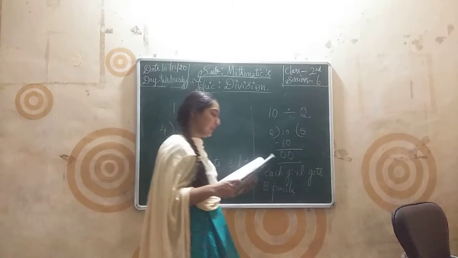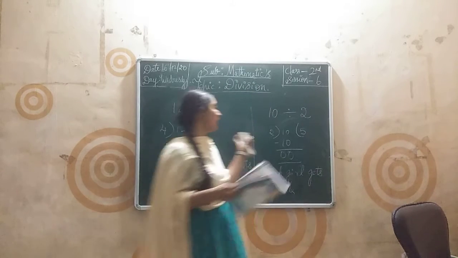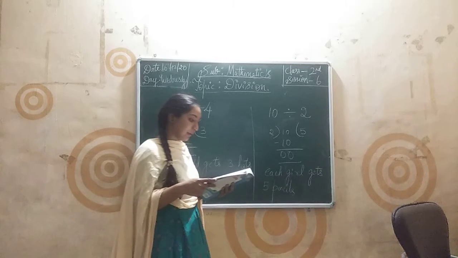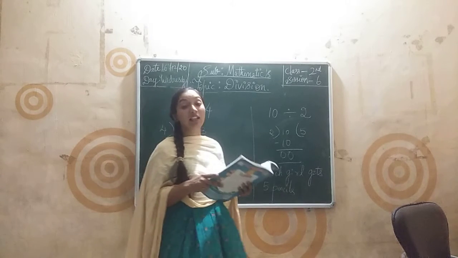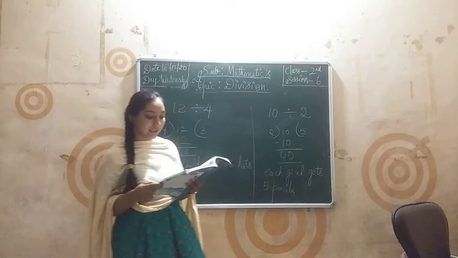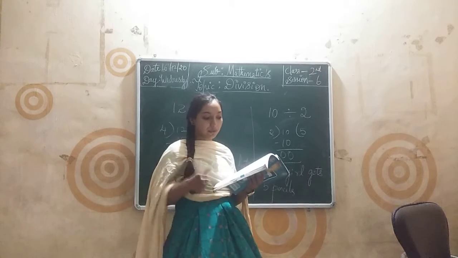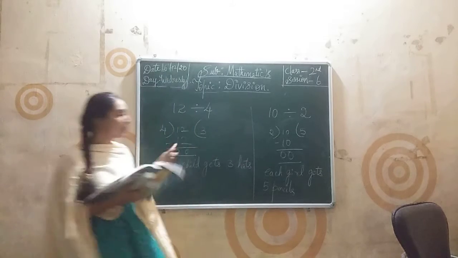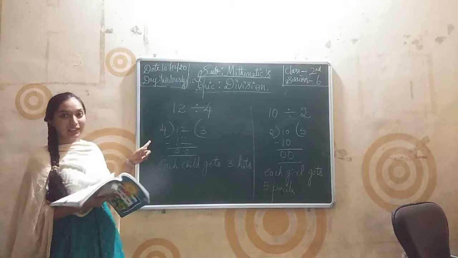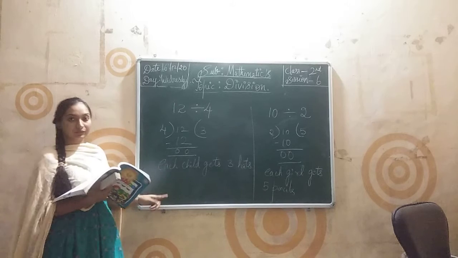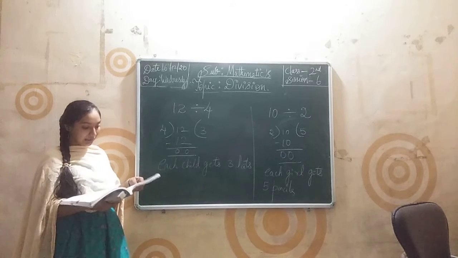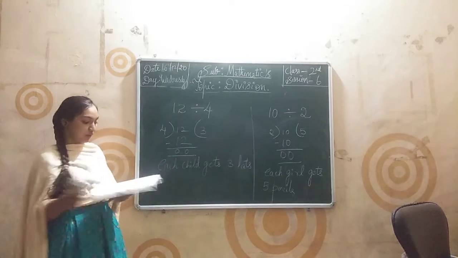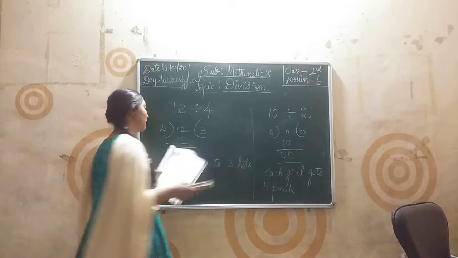Next, division as repeated subtraction. So, students, this is the exercise number 1 we have completed. Next, we shall go to exercise number 2, that is division as repeated subtraction. That means here we have to divide, then we have to subtract. If you have understood how to do division, it is very easy to get.